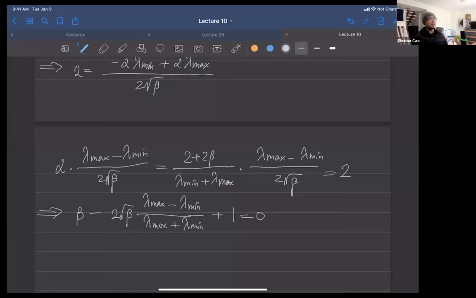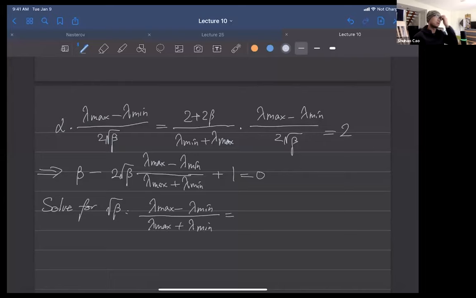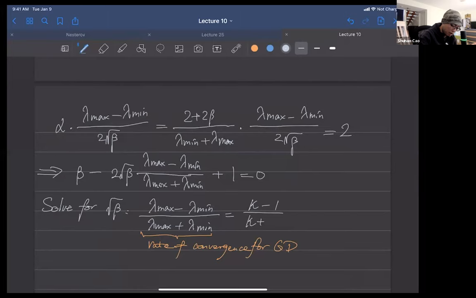Now we just have to apply the quadratic formula, so we solve for square root of beta. By the way, lambda max subtract lambda min divided by lambda max plus lambda min is nothing but the rate of convergence of gradient descent. We can rewrite it using the condition number: kappa minus 1 divided by kappa plus 1.